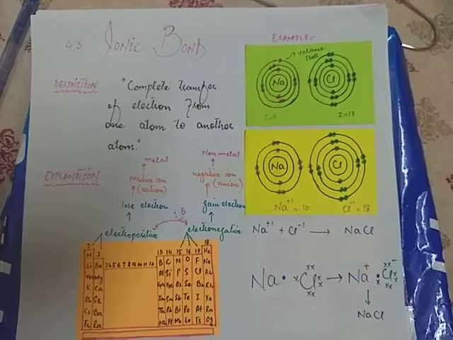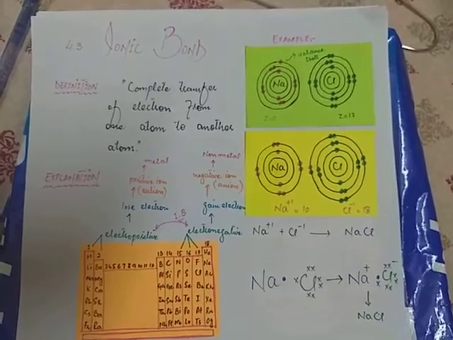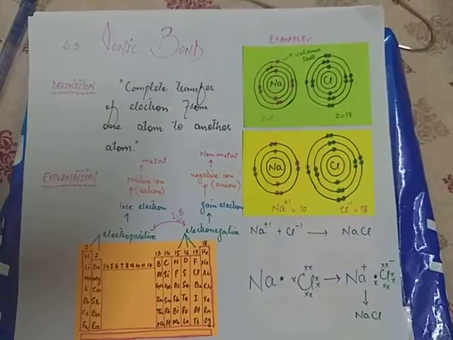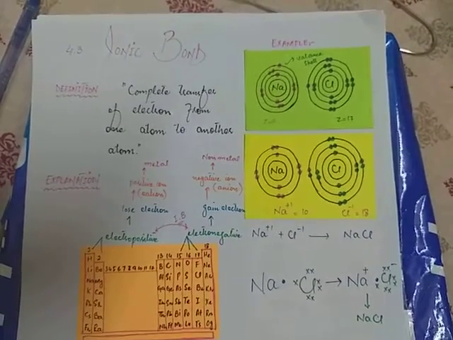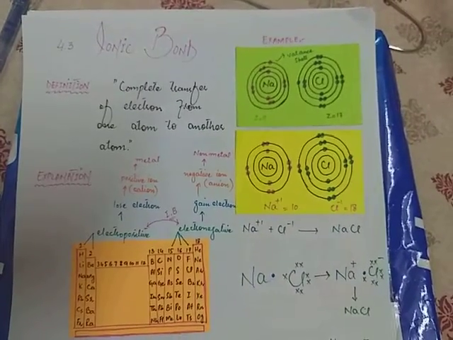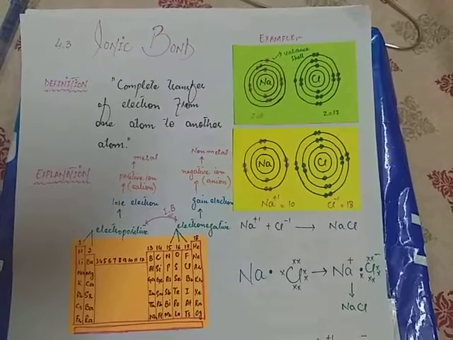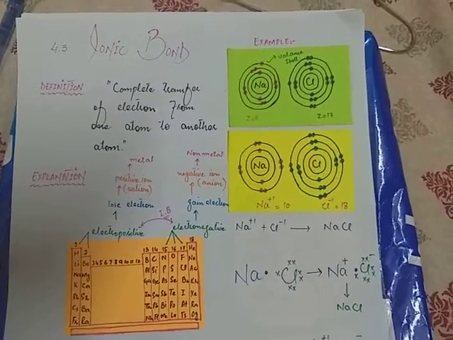Today I, Amjad, will talk about the topic of ionic bond from chapter number 4. Beta, in this topic we will talk about what an ionic bond is, how it is formed, which type of atoms are responsible for the formation of ionic bond, and how NaCl is formed. Beta, first of all, what is ionic bond?